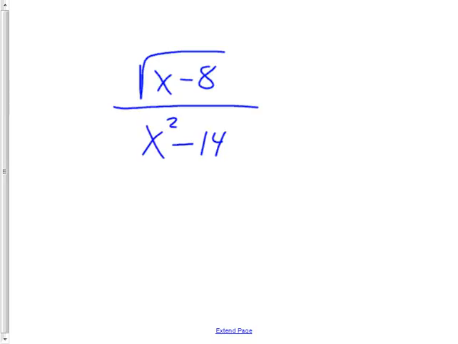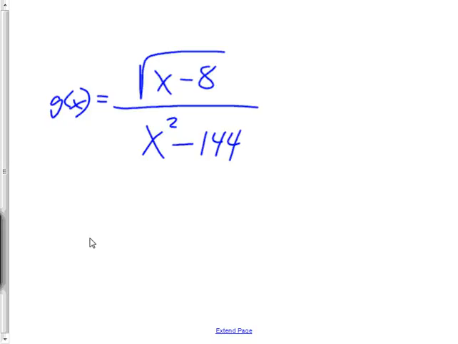So here's one that's a little more complicated. Let's say this is the square root of x minus 8, and this is all over x squared minus 144. Would you please figure out for me what the domain of this function would be? I'm going to call it g of x. Pause while you figure that one out.